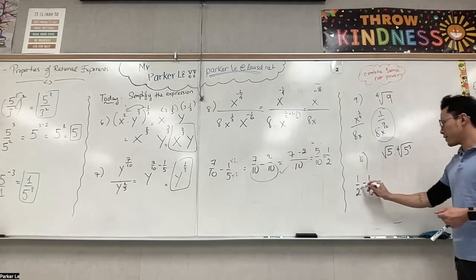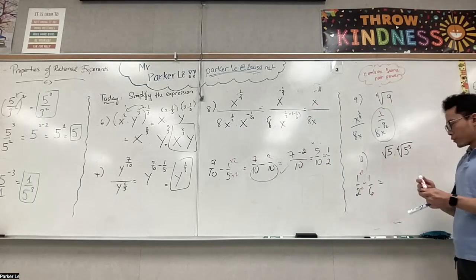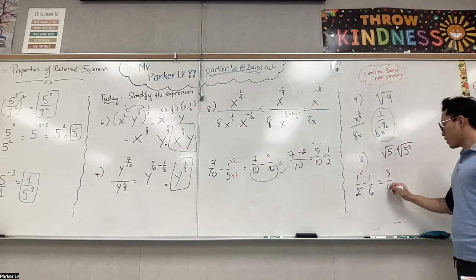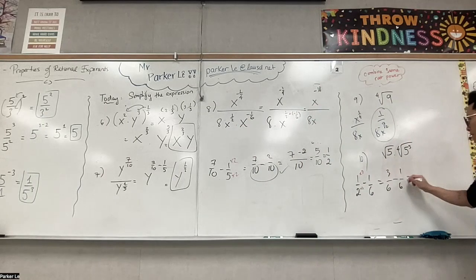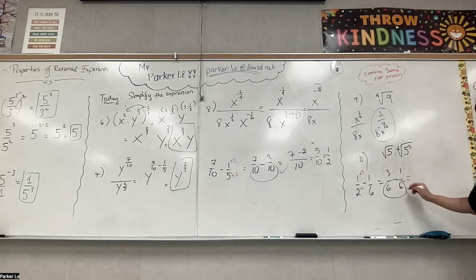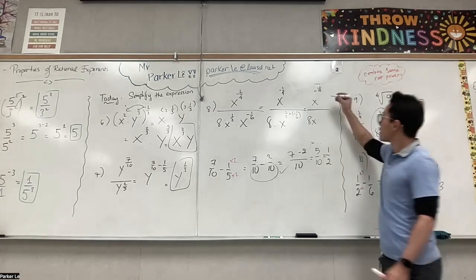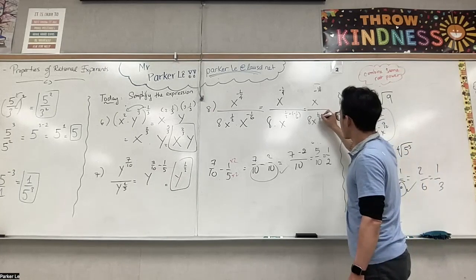Multiply by 3 here. So I have 3 over 6 minus 1 over 6. Same denominator already, good to go. 3 minus 1 is 2, and 2 over 6 is 1 over 3. So I have x to the 1 over 3 here.